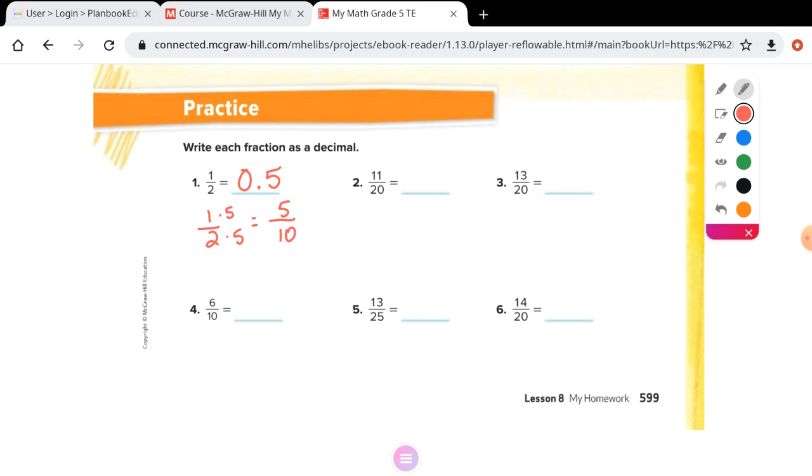So this one, what do I do? Since I don't want to break it down to 10, Addie J, what should I do? Multiply by 5 to get it to 100. I can go to 100 fairly easy. So 11 over 20 times 5 over 5. That'd be 55 over 100. What is that as a decimal, Carter?